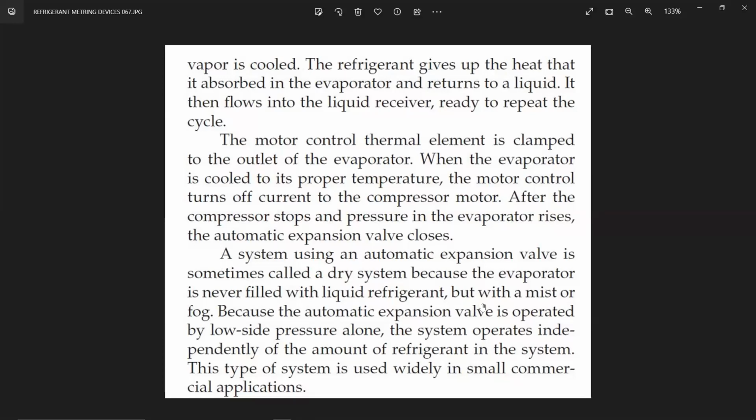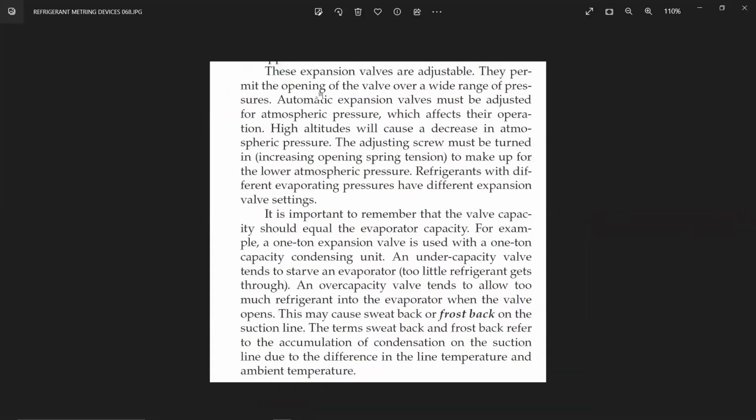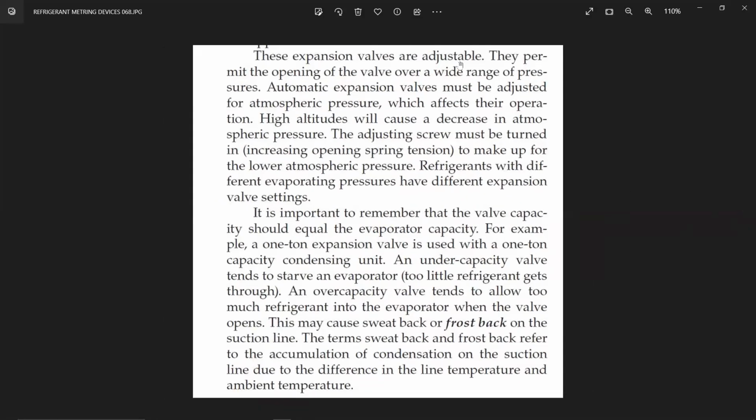Because the automatic expansion valve is operated by low side pressure alone, the system operates independent of the amount of refrigerant in the system. This type of system is used widely on small commercial applications. These expansion valves are adjustable. They permit the opening of the valve over a wide range of pressures. Automatic, because now you don't have the thermostatic range limitation; it is not connected to the temperature, only to pressure.